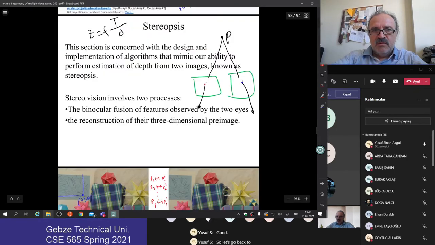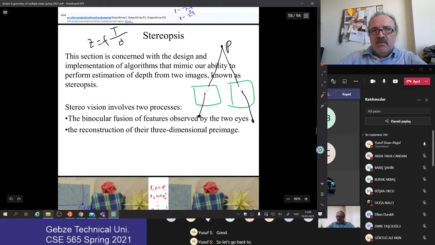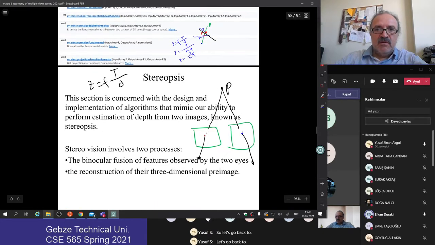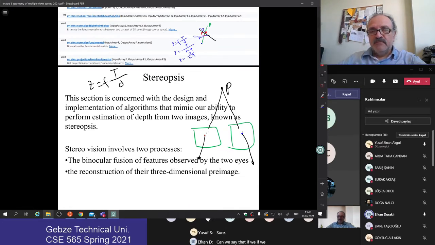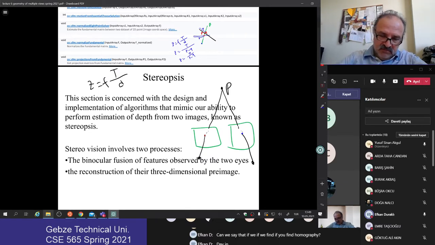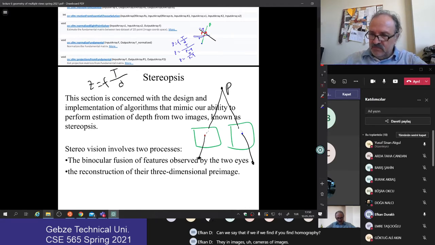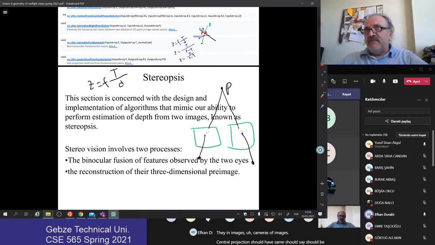Let's go back to. I have a question. Sure. Can we say that if we find a homography, the cameras' center of projection should be the same? Yeah, that's a good way of looking at it.